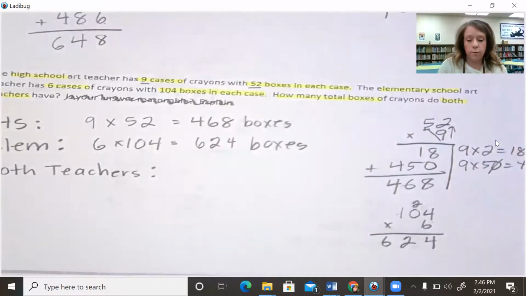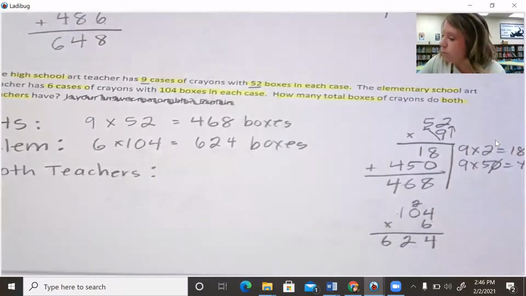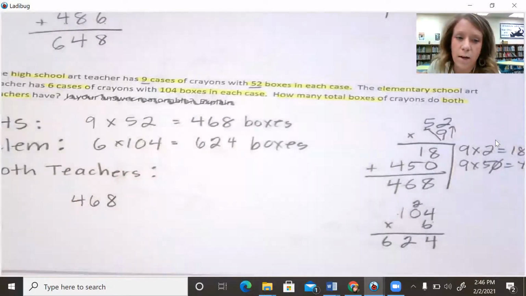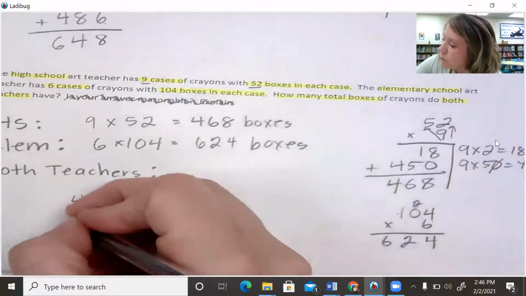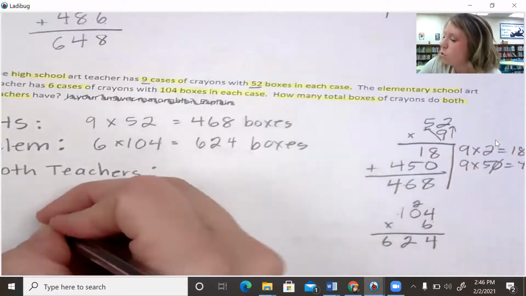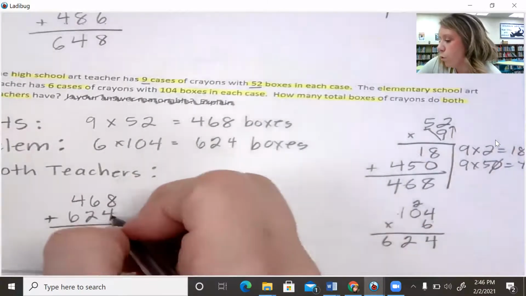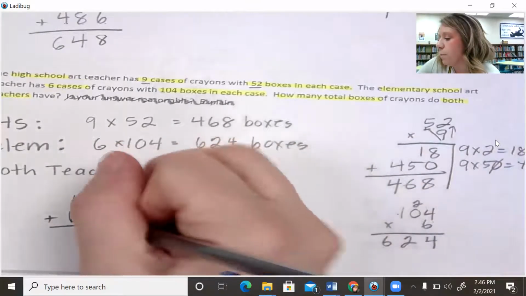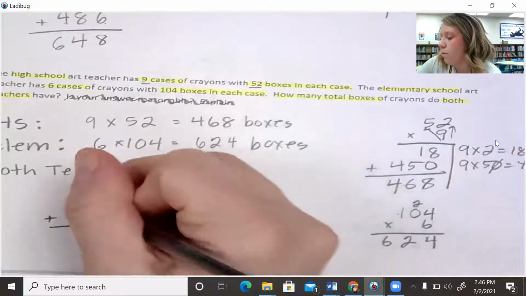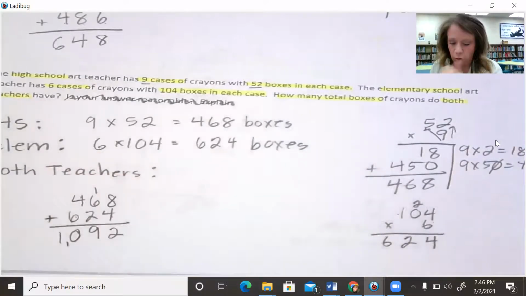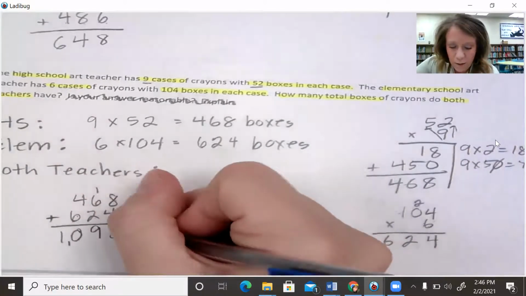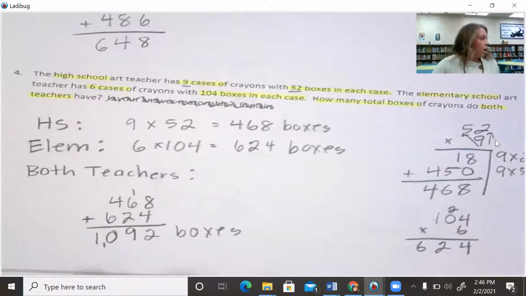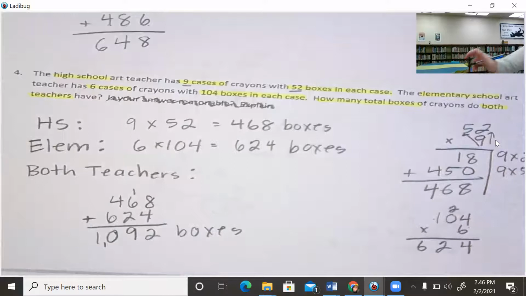How many total boxes of crayons do both teachers have? So I'm going to take my 468 boxes at the high school, my 624 boxes at the elementary school, and add them up. 8 plus 4 is 12. 1 plus 6 is 7. Plus 2 is 9. 4 plus 6 is 10. For a total of 1,092 boxes. A lot of crayons.